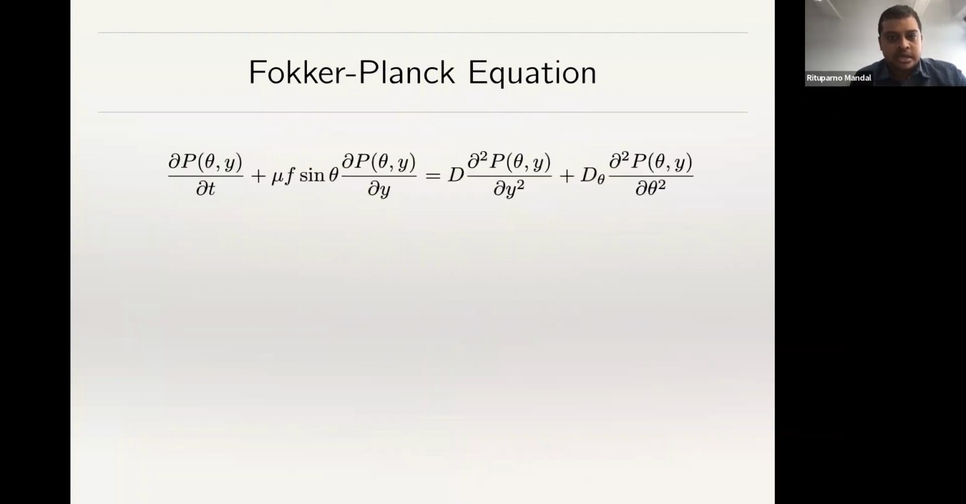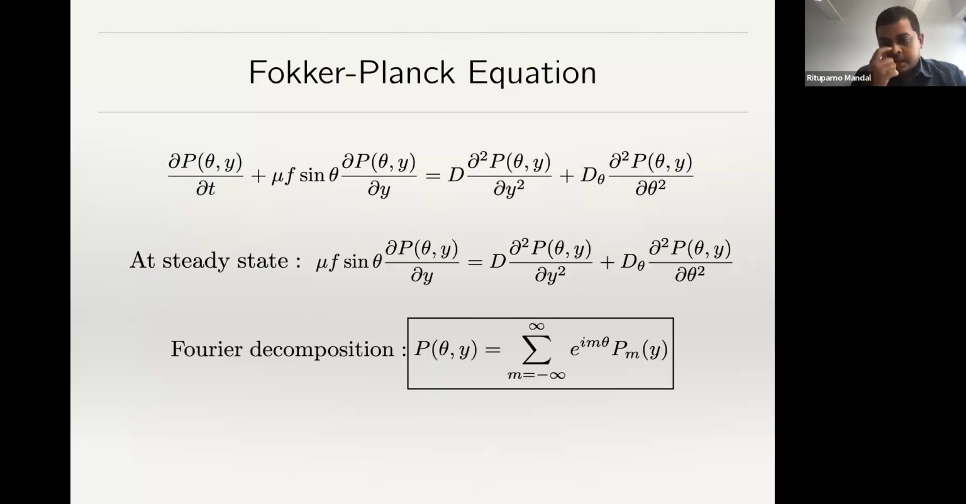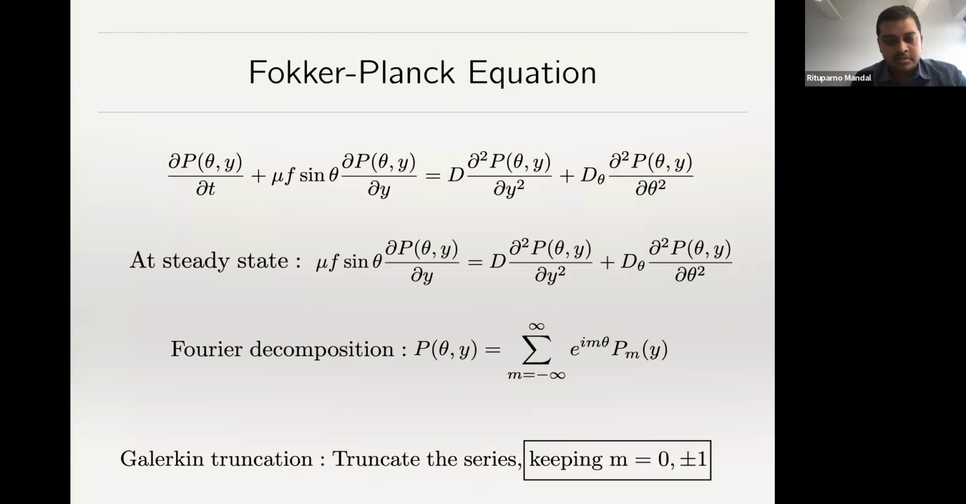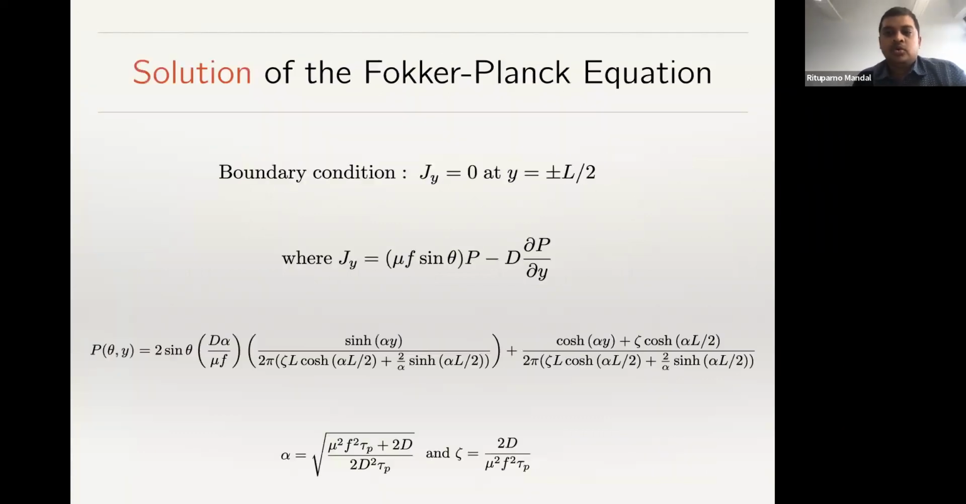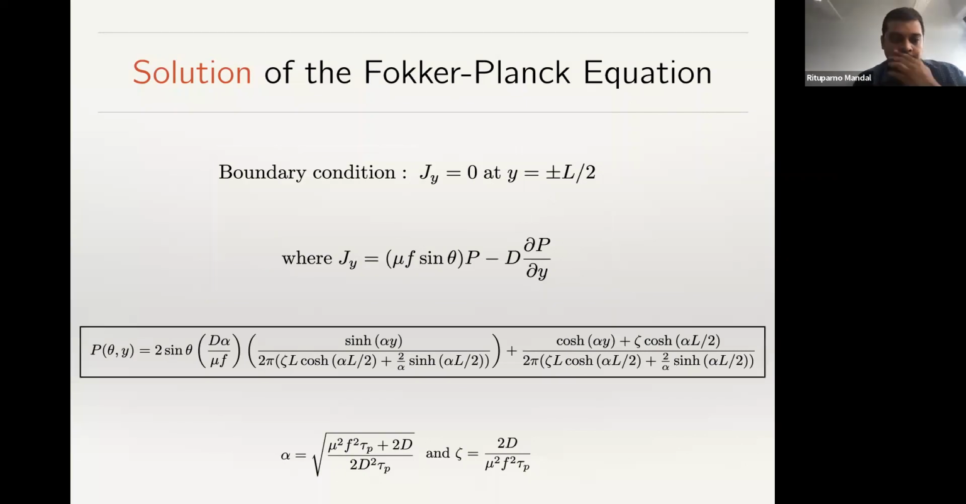So we look at the equation, which is like this, and then at steady state, we can throw the first term, so it becomes just this. And then we do a Fourier decomposition of p theta comma y in terms of its Fourier modes. And again, to make the calculation simpler, we truncate the series using the Galerkin truncation method of keeping just 3 terms. And if you do that, then you can also apply the boundary condition. As we have these fixed walls over here, that means the physical current at these points is 0. So you can impose that boundary condition, and that gives you the closed form solution for p theta of y. Obviously truncated up to some form, but this is the form, right?